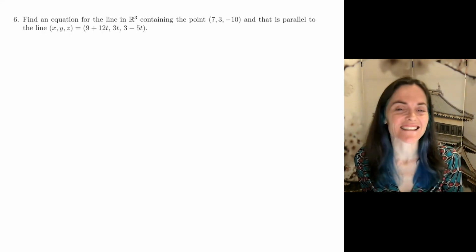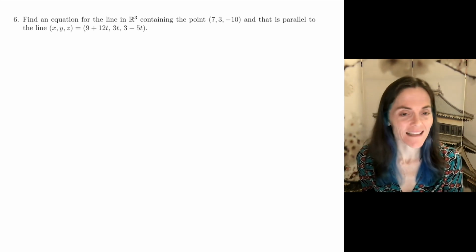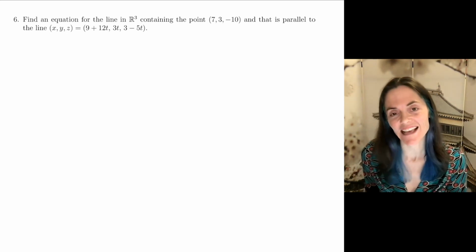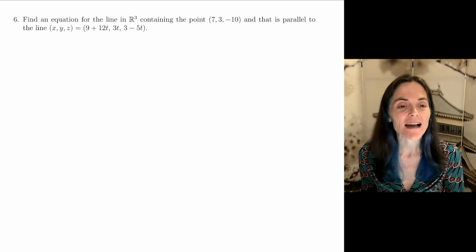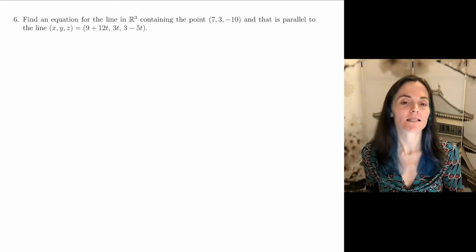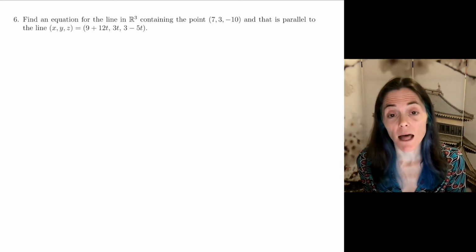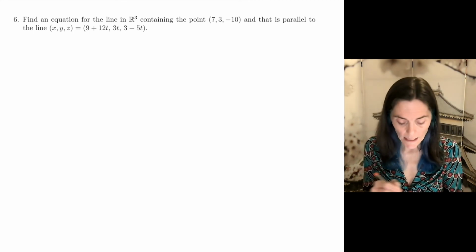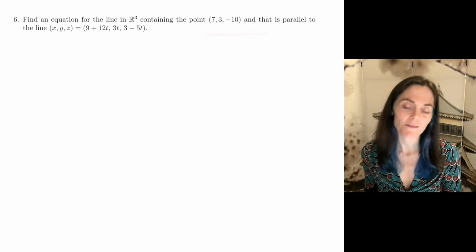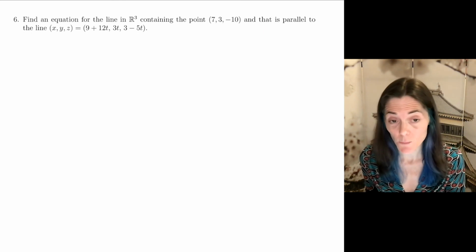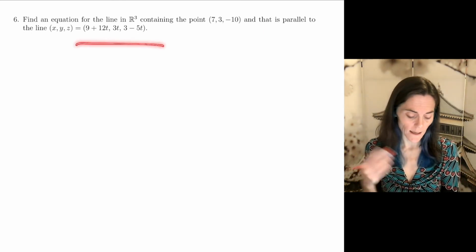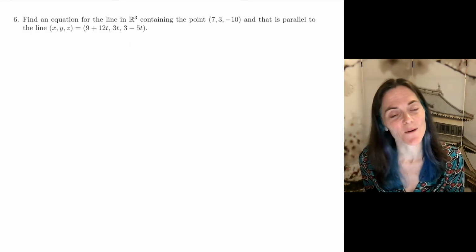Number 6, this is the last one on our quiz extra practice. It's incredibly short. In fact, it's kind of just using the definition, but this comes from our lines and planes section. We want an equation of the line in R3 that contains this point, 7, 3, minus 10, and is parallel to this line. And I'll give the equation in vector form.